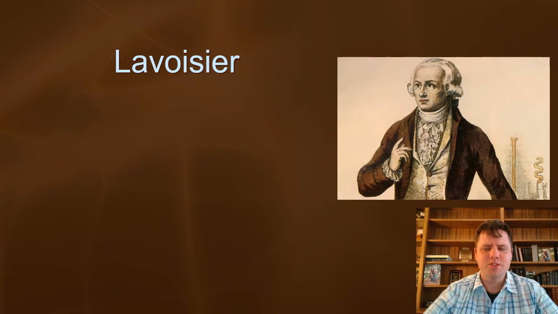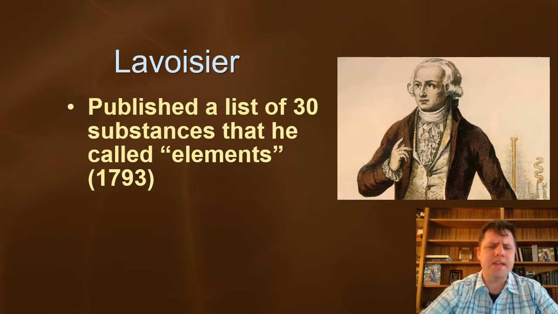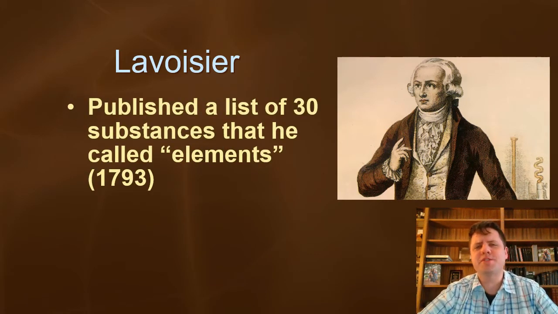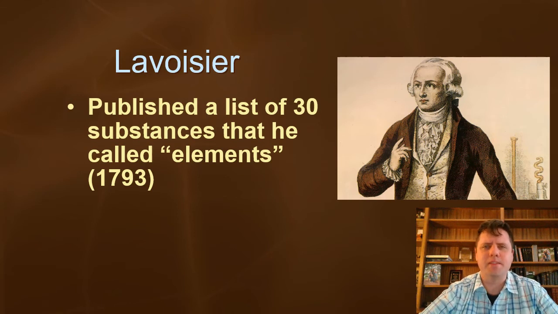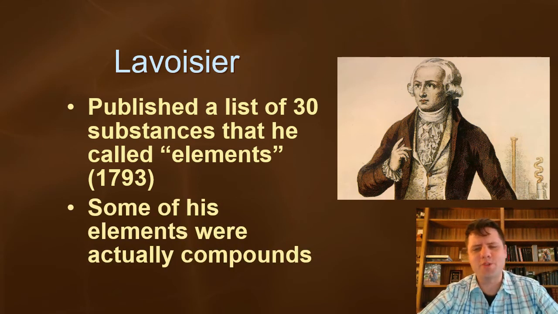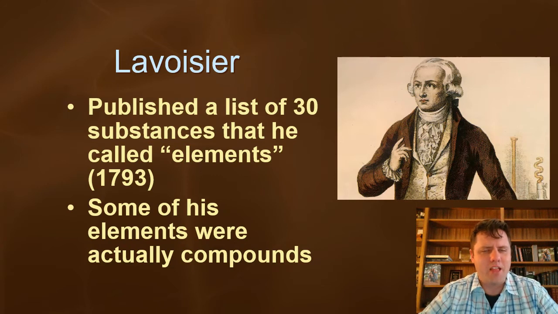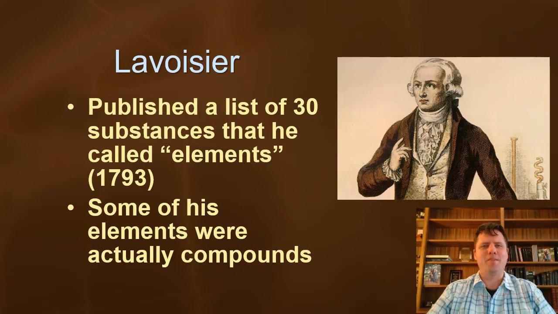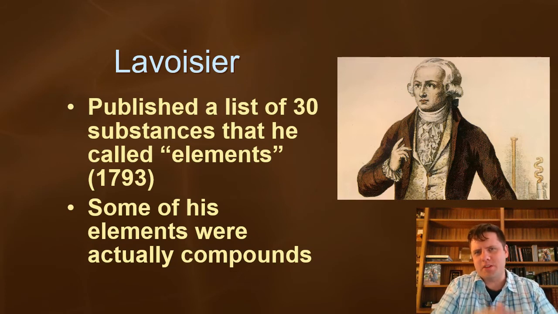So as I mentioned Lavoisier a moment ago, he published a list of 30 substances that he called elements in 1793. Some of his elements, though, as we now know, were compounds. Remember, I told you at the beginning that one of the tricks of getting down to the elemental building blocks of all matter is understanding that a lot of the things you're looking at actually need to be broken down further into their constituent elements.